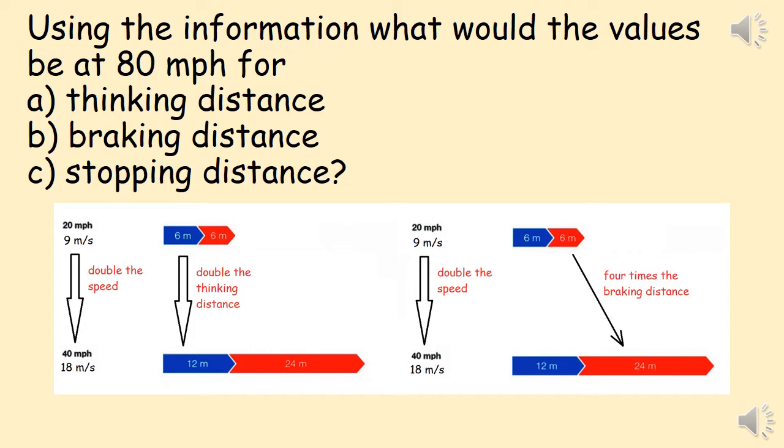So hopefully you'll have taken your values for the 40 miles an hour. You'd have taken your thinking distance of 12 meters and you will have doubled that because you've doubled the speed to 24 meters. You'll have taken your braking distance of 24 and multiplied that by 4 because it goes up by 2 squared. So that will give you 96 meters. And if you add those two together, it will give you a total stopping distance of 120 meters.